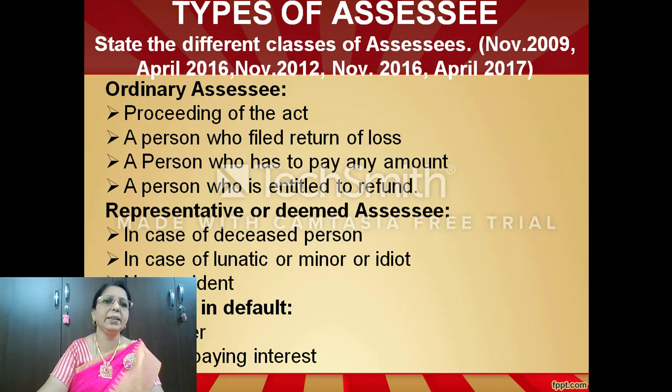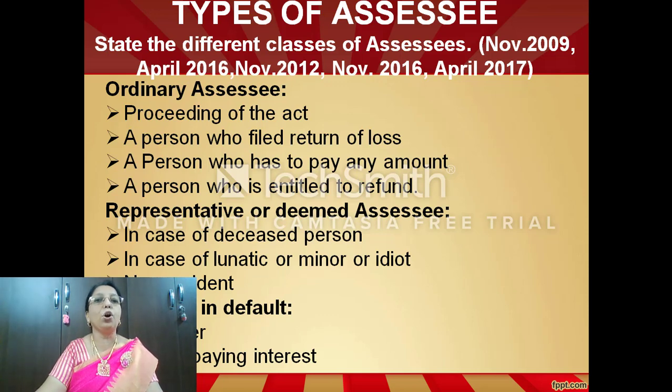Ordinary assessee: a person who files his loss or who files his income, a person who pays the tax or a person who is entitled to a refund. So all these are ordinary assessees. Anyone who files the return of loss, who files the return of income, and who has to pay an amount of tax or who is entitled to a refund is an ordinary assessee.